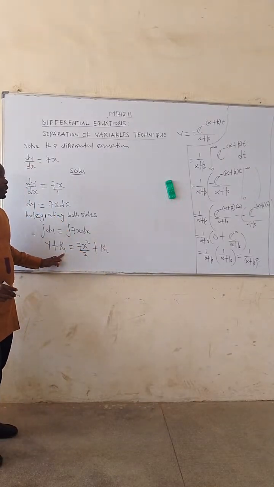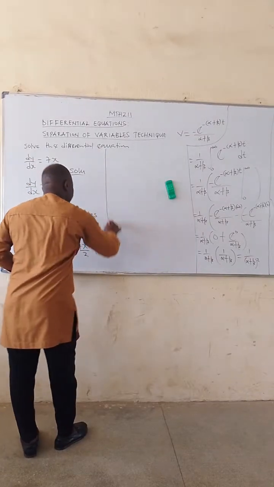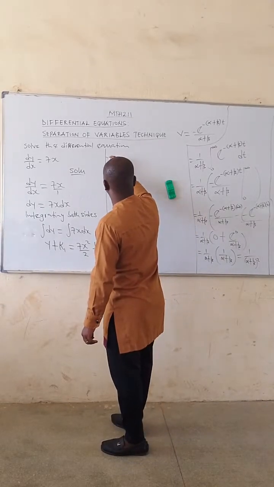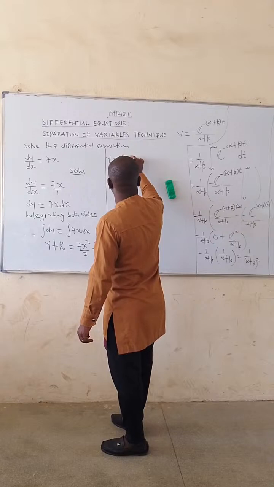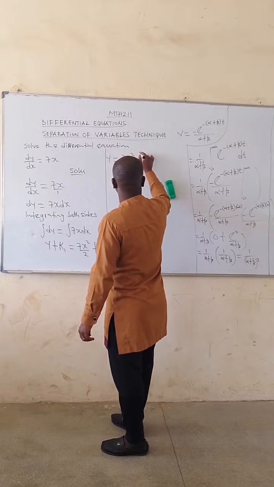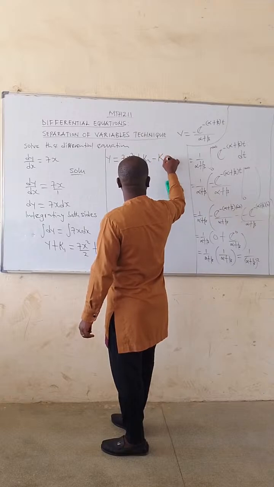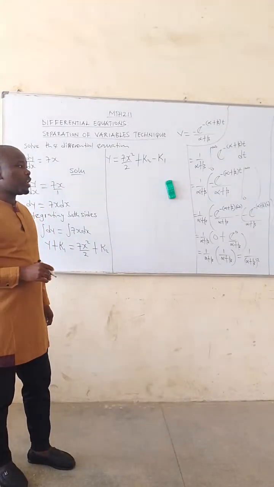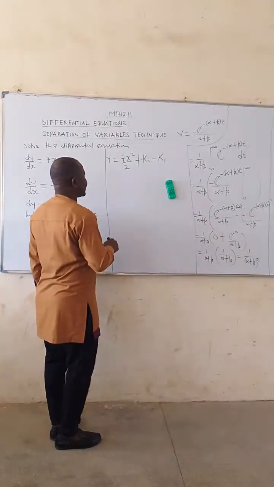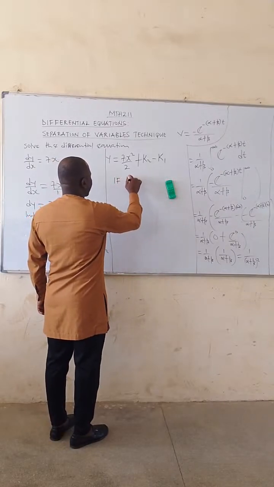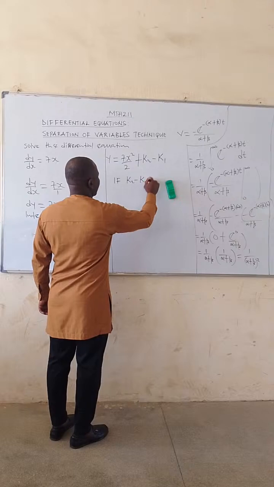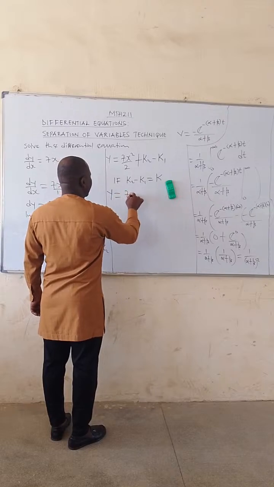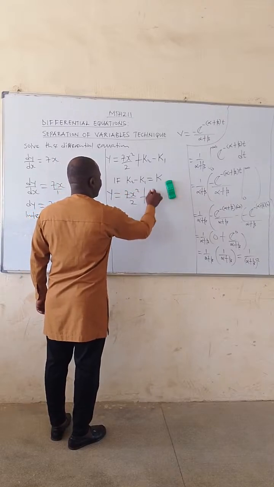If you can see what I am saying, this means our y is equal to 7x squared all over 2 plus k2 minus k1. Now what we need to do, we can write that if we set k2 minus k1 equal to k, then our y is equal to 7x squared all over 2 plus k.